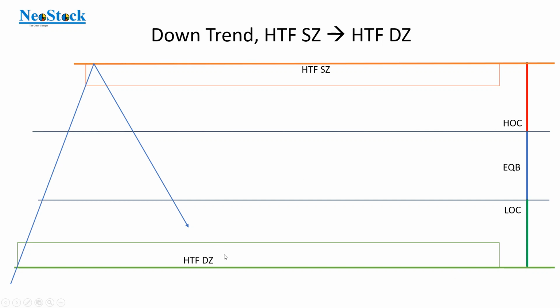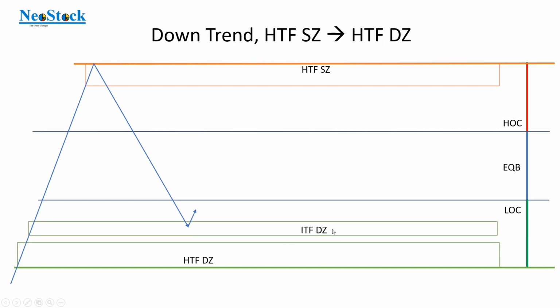Look into this scenario. Now what is the HTF price direction? HTF price direction is from HTF supply zone to HTF demand zone. As we already learned, you can plan trades in high on the curve, equilibrium, even in low on the curve also you can plan. Now let us assume at this arrow mark there is an ITF demand zone, not HTF demand zone. HTF demand zone is just below it. But exactly at the arrow mark, let us assume there is an ITF demand zone.